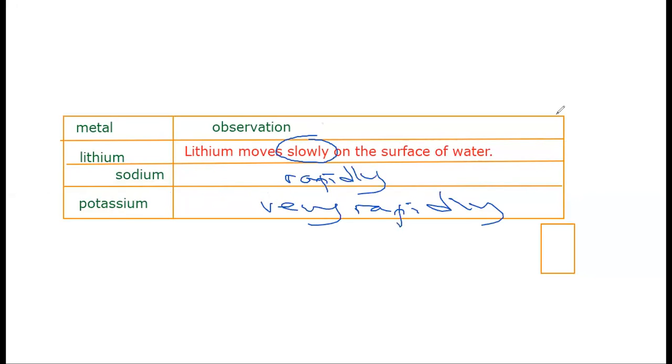And of course, moving and burns with a pop sound, that one is all correct, all the same. For this, the pop sound is all the same. And some books, they will say that the sodium moves rapidly and randomly on the surface of water. I hope you can understand what I mean. The purpose of putting this observation is to differentiate the reactivity of these metals. Okay? Any problem until here?